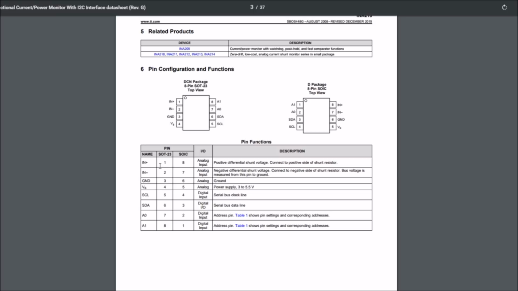So what's interesting here is in the pin configuration and functions, because here we've got the in plus pin, that's the positive differential shunt voltage, connect to the positive side of the shunt resistor. In minus is the negative differential shunt voltage, connect to the negative side of the shunt resistor. But then there's this, bus voltage is measured from this pin to ground. So actually, bus voltage is measured from the in minus pin to ground.